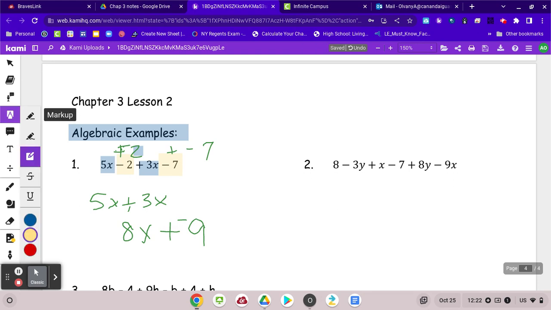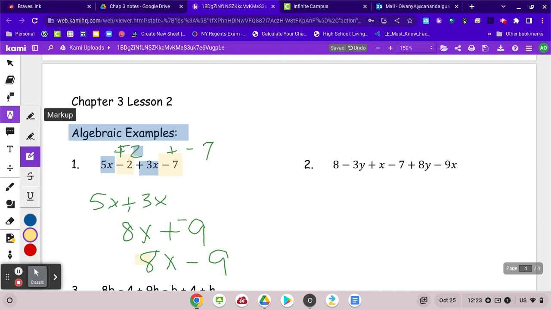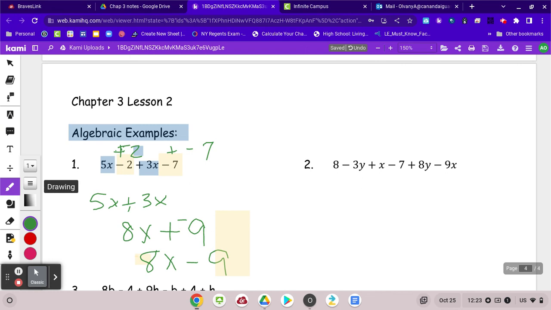I prefer 8x minus 9. I'm doing this on my Chromebook, so it's hard for me. But it's mathematically correct to have plus -9. Both of those are mathematically correct.